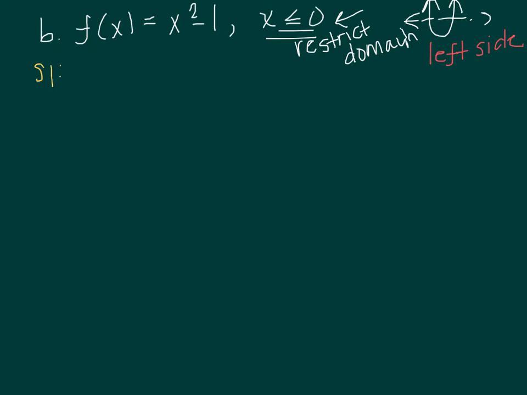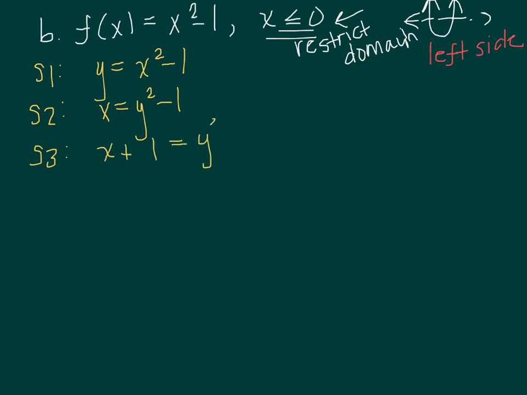Step 1, change y, or f of x, to y. Step 2, switch the x and the y. Notice I don't change the square now, I'm just switching x and y. Step 3, solve for y. So I'm going to add 1, and then I'm going to square root. Now, usually we would have plus and minus, but because our domain is restricted to the left side, that means we can only use the negative. So it's very important that you look at this and that it matches this.